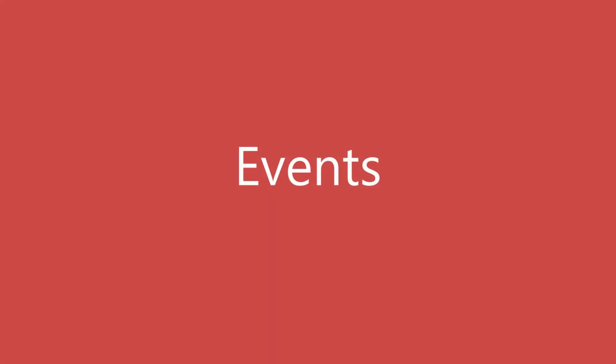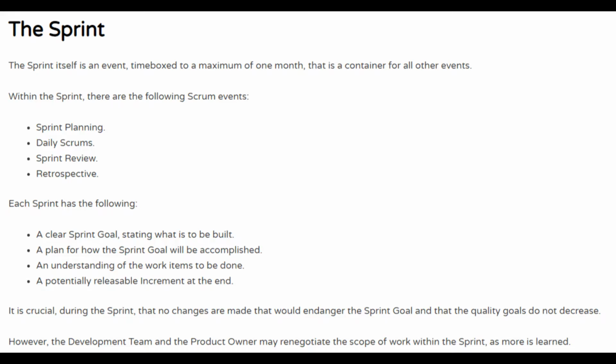Several time-boxed events must be carried out when following Scrum. Failing to carry out any event is a failure to adhere fully to Scrum. The sprint itself is an event, time-boxed to a maximum of 1 month. It is a container for all the other events. Within the sprint, there are the following Scrum events: sprint planning, daily scrums, the sprint review, and the sprint retrospective.